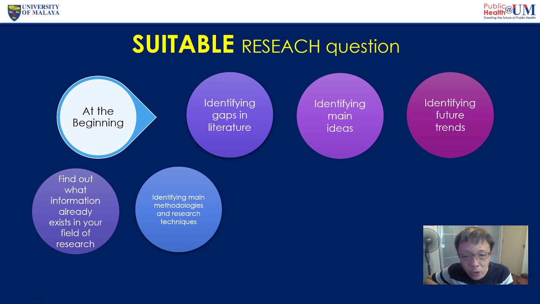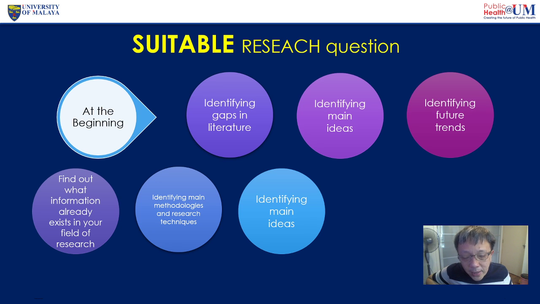Identify the main methodologies and research techniques. So after knowing what is existing, you want to know what kind of methodologies or research techniques people have used before, because that would tell you whether the methods that people have used, you can use again, or maybe there are some weaknesses in those that you want to look at differently. Identify main idea. Yes, this has been said before, the same thing.